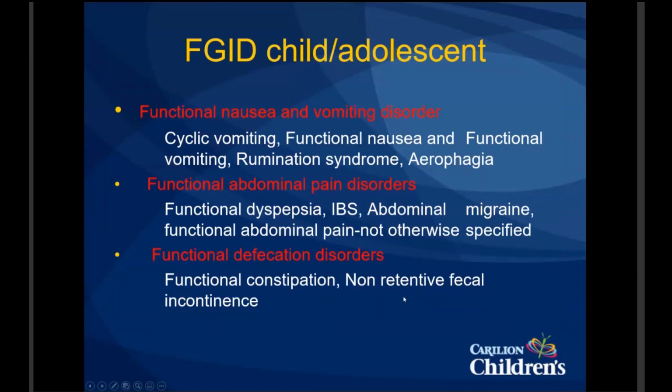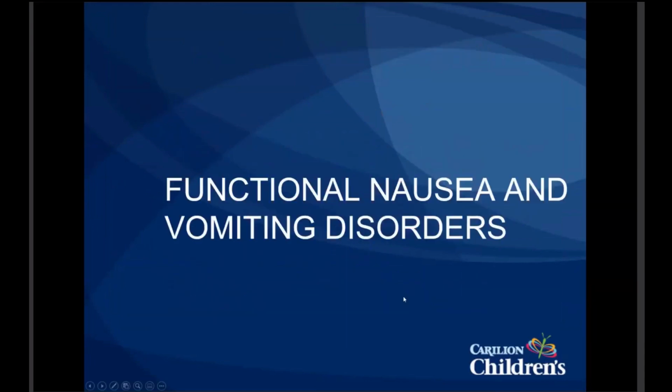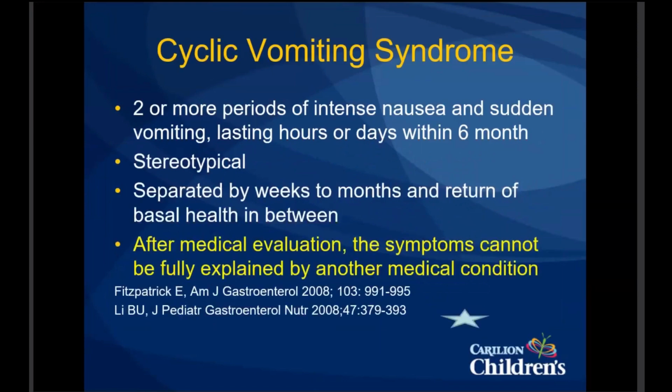The first one is cyclic vomiting syndrome. A patient needs two or more periods of intense nausea and sudden onset of vomiting lasting for hours or days within six months. Interestingly, these symptoms are usually stereotypical, so they have to follow this pattern. They know if they are developing another episode of cyclic vomiting, or if it's just a viral illness triggering vomiting and diarrhea. Again, the episodes are separated by weeks to months with basically no major complications or problems.